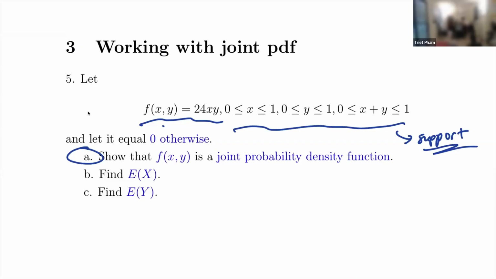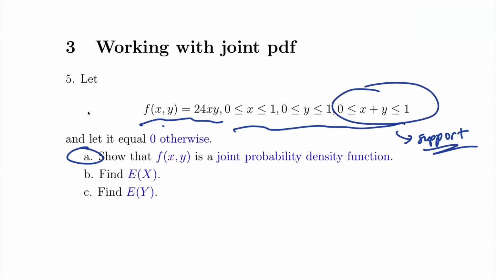Notice the support here says what? X plus y is less than 1. There is an interaction between x and y here. It is this part right here that makes it not independent. So it's very easy, when you first learn joint PDF, to only focus on the form of the function and ignore the support. But you will do it at your peril. So the answer is no, they're not independent.